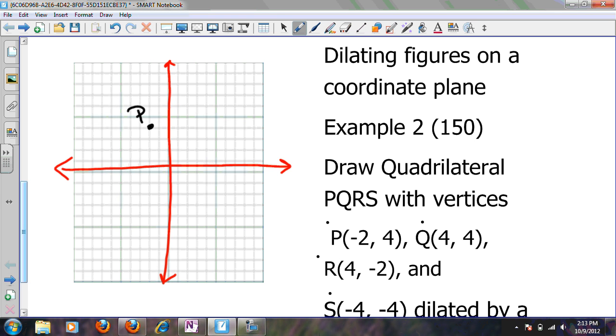Okay. Q is at 4, 4. Start at the origin. 1, 2, 3, 4. 1, 2, 3, 4. That's Q. R is at 4, -2. And S is at -4, -4.